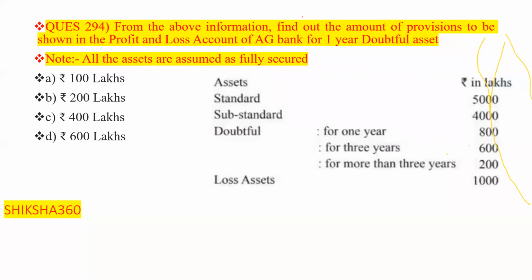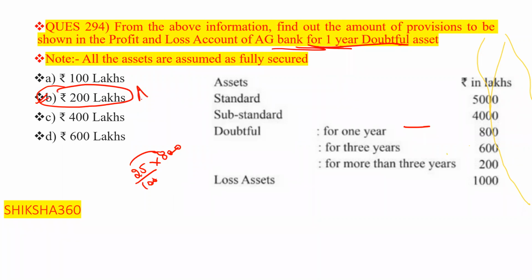Here the next question is for 1 year doubtful asset. What is the amount of provisioning of AG Bank for 1 year doubtful asset? This is 1 year, that is 25% of 800. So 25% of it is 200 lakh. So option B is the answer.